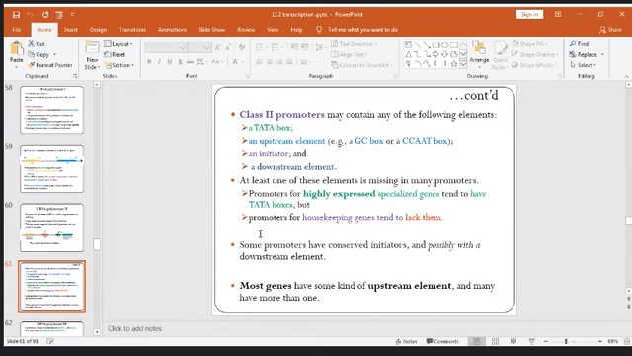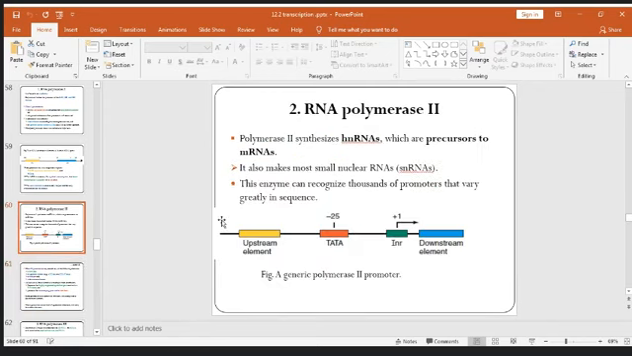So rather than that, the promoters for housekeeping genes tend to lack them. And some promoters have conserved initiators and possibly the downstream element in the class 2 promoter regions. Most genes have some kind of upstream element and many have more than one upstream element. In the model diagram that I indicated here, it has one upstream element in yellow.